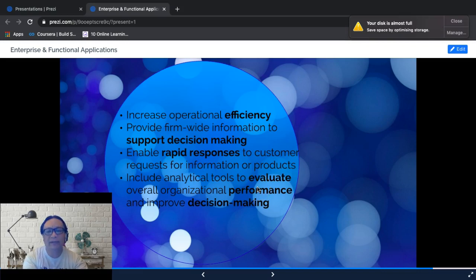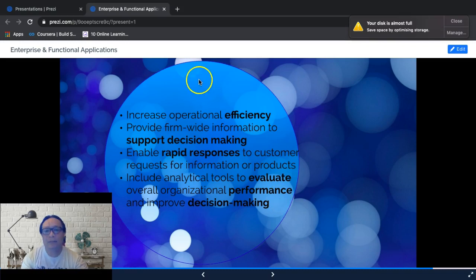Where did we get that profit from? Which one is much more redundant? Maybe there are aspects in your organization that you want to improve. You want to know what's happening there, and then you want to make decisions based on that. So having enterprise application or functional application enables you to do that.